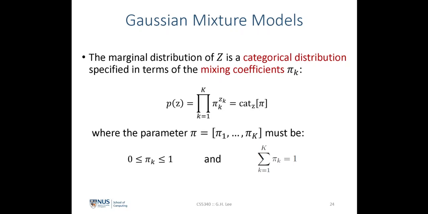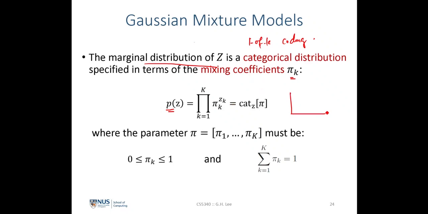This is different from what we have seen in the k-means example, where r is also a 1-out-of-k coding, but r is a deterministic value or variable, with no uncertainty added to it. Since we are talking about probabilistic modeling, we will assign a probability distribution to z. Since z is a 1-of-k coding, the marginal distribution of z, p of z, is equivalent to a categorical distribution with mixing coefficients pi k.